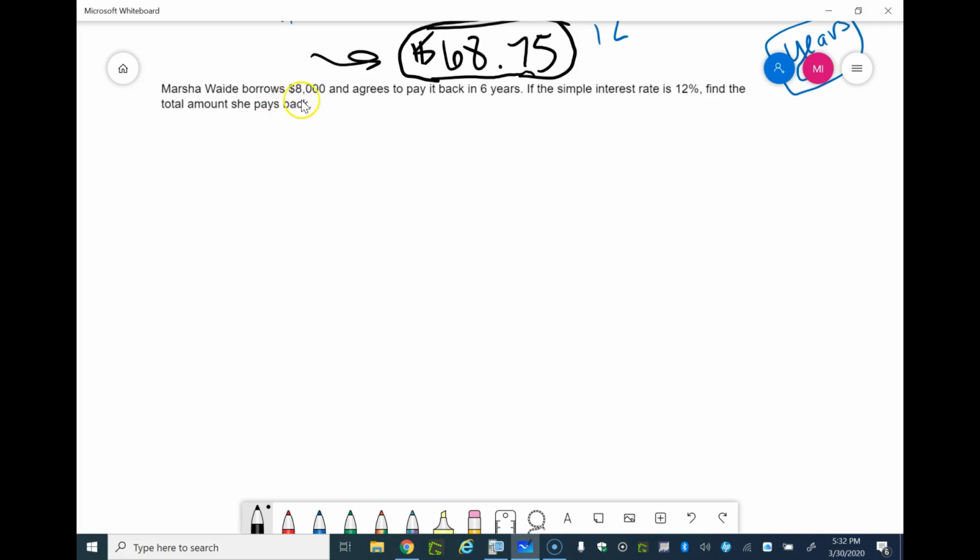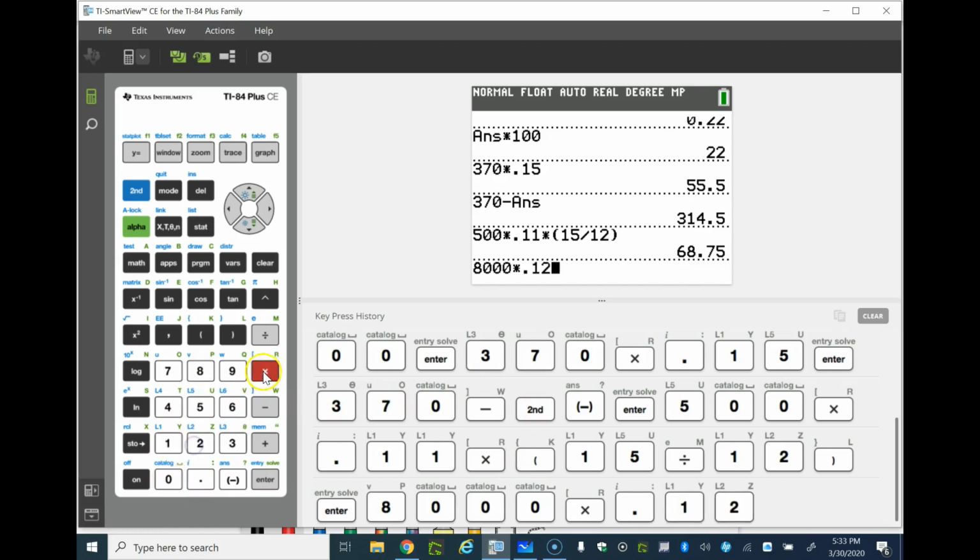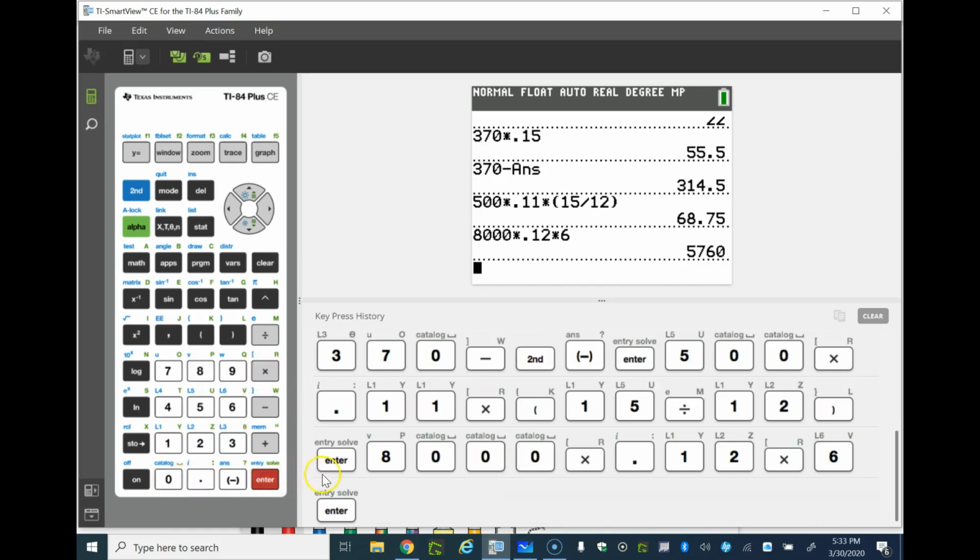So Marcia agreed to borrow $8,000. So remember, that's going to be our principal. She has to pay it back in 6 years at a 12% interest rate. So remember, because this is already in years, I don't have to make it a fraction. This is good to go. It's in years. So we take all this and multiply together. Let's go 8,000 times 0.12 times 6. We get 5,760.